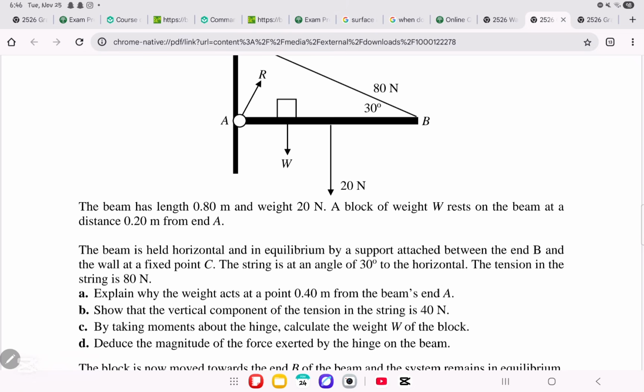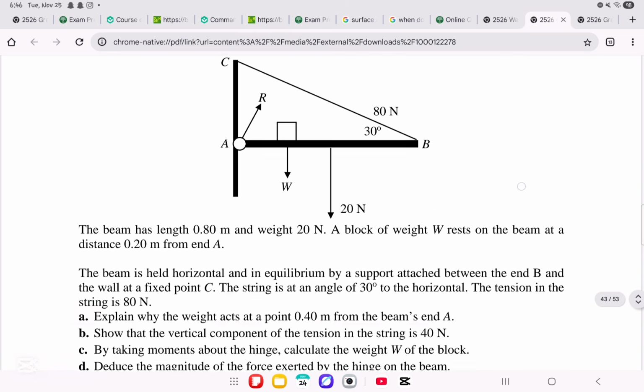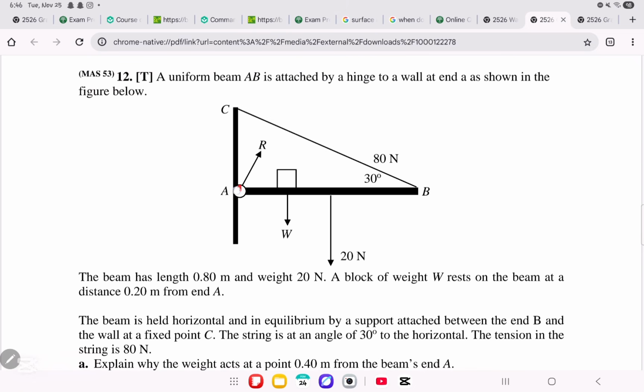What are they asking in part C? By taking moments about the hinge, calculate the weight W of the block. Perfect. So they said take this as your center of rotation. So if I draw my resolved tensions again, I will see that this is R. I need to resolve it into Ry and Rx. Okay, perfect. And then I have my block with the weight. And then don't forget about the normal push. Actually, they didn't take into consideration the normal push, so don't take it into consideration in this scenario, okay?